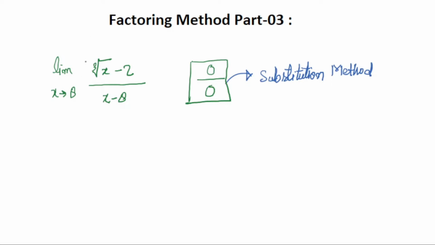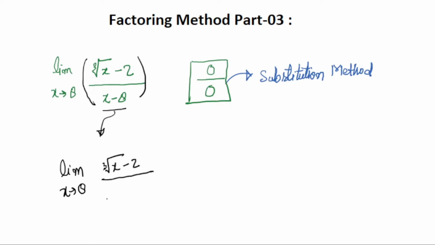With the help of the factoring method, we try to change x minus 8 into a multiple of cube root of x minus 2. Let's see how we are going to make it. Then limit x tends to 8, and in the numerator we have cube root of x minus 2, and in the denominator we are going to write cube root of x. We try to cancel the numerator term, because finally we are getting the 0 by 0 form. So this term and this term will be cancelled, but we need to balance out this function.